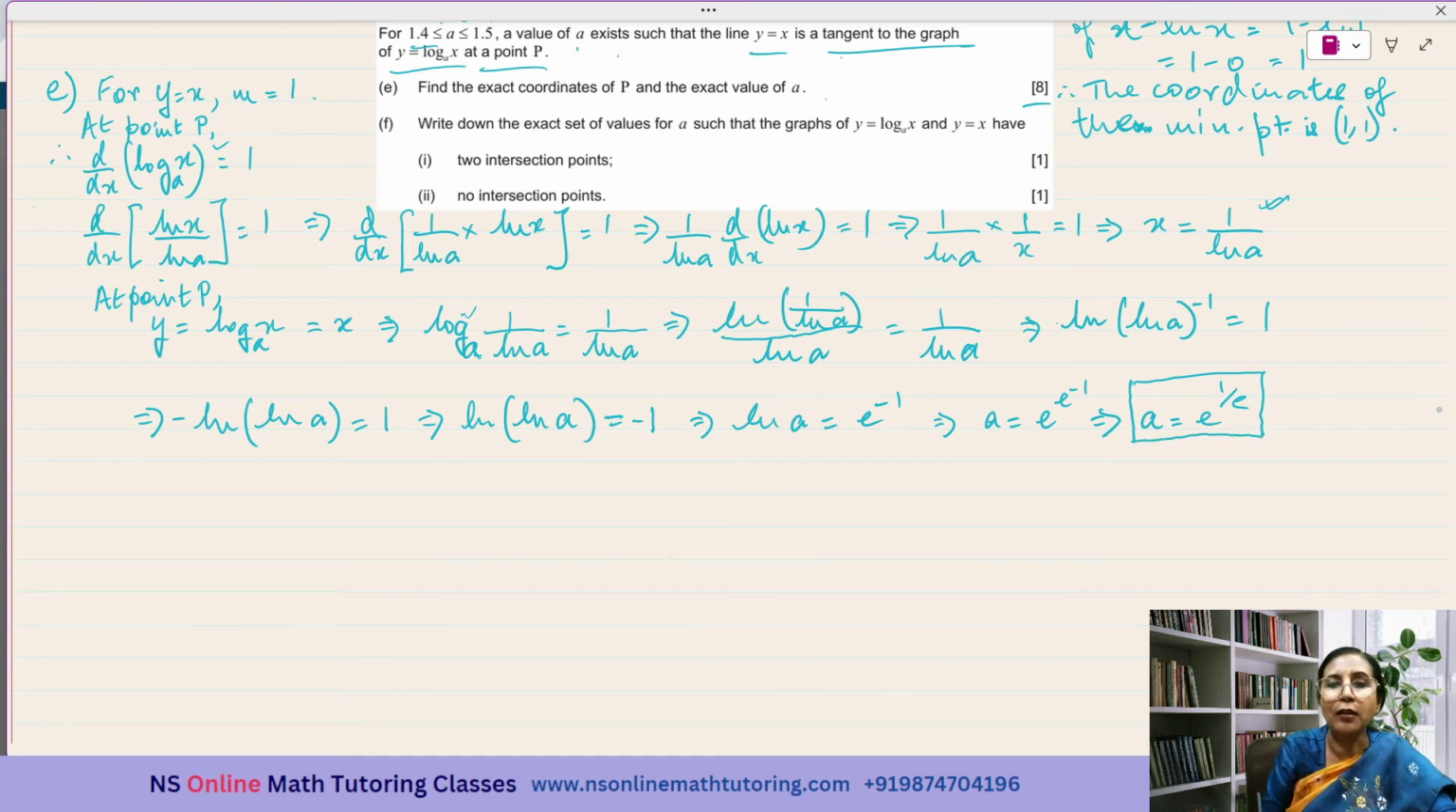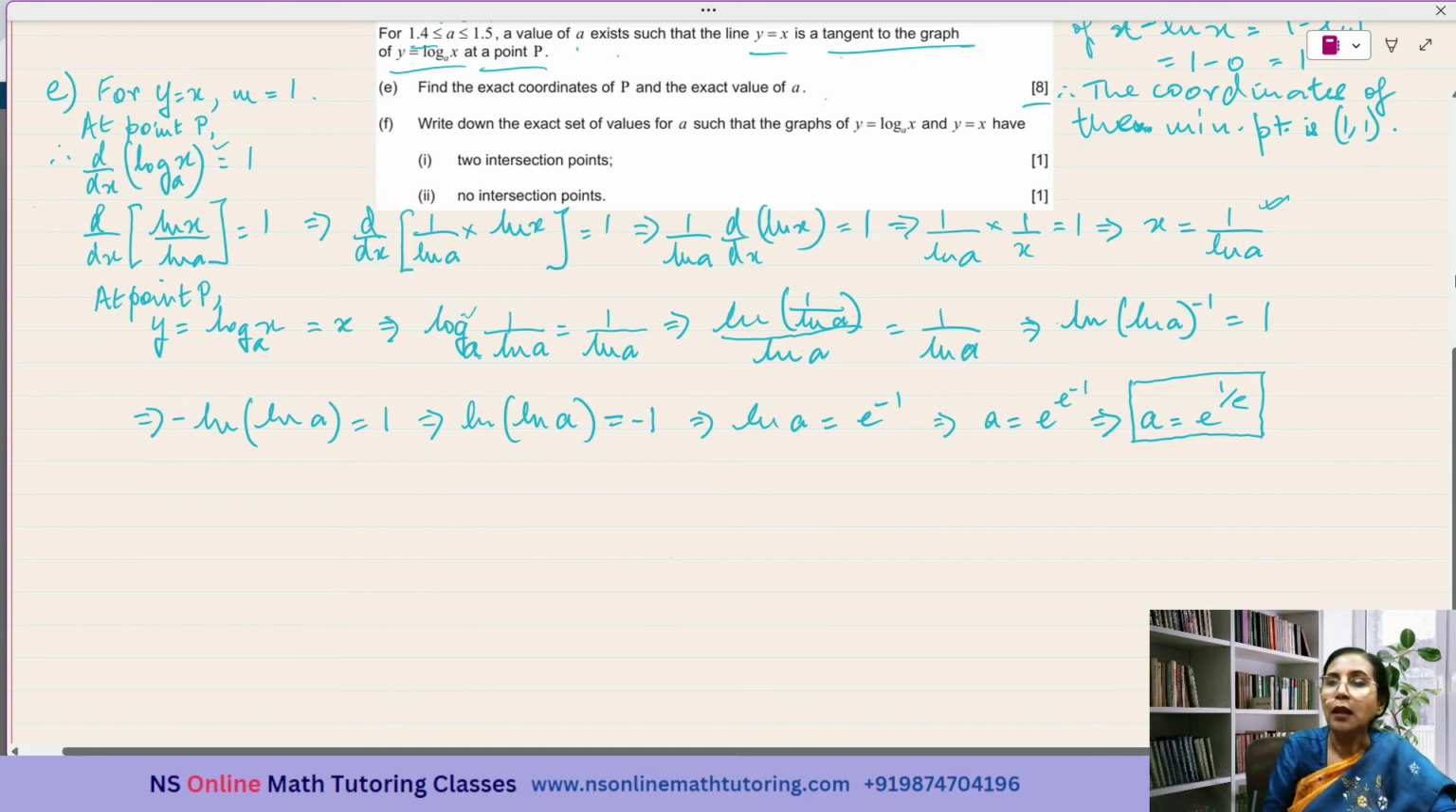This is the exact value of e. And then we have to get the exact coordinates of P. So first of all, let us get the x coordinate. X coordinate of P is equal to the y coordinate of P, because the P point is on the y equal to x line. So the x coordinate has to be equal to the y coordinate.